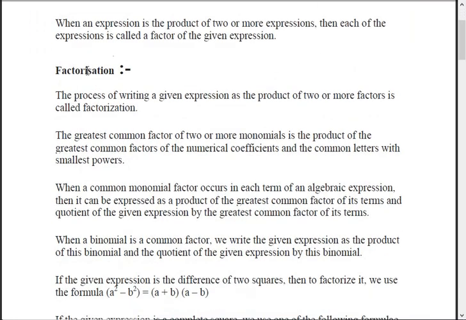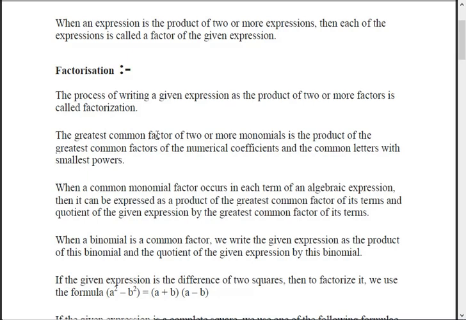Factorization. The process of writing a given expression as a product of two or more factors is called factorization. That is a product of two or more factors, same as the above sentence, right? See this: a square minus b square equals a plus b into a minus b. So these are the two or more factors. This is called factorization.